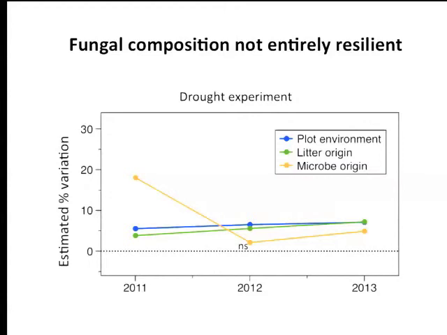At the same time, there is an effect of the plot environment, which we had hoped to see, and also the litter origin. And I was happy to see that these are pretty constant here, especially the litter, right? Remember, I'm taking the exact same litter every year and giving it to the microbes. And I hope that the same amount of variation is explained by that leaf litter every year. And it is, so that was good to see. So these are the fungi in the drought experiment.